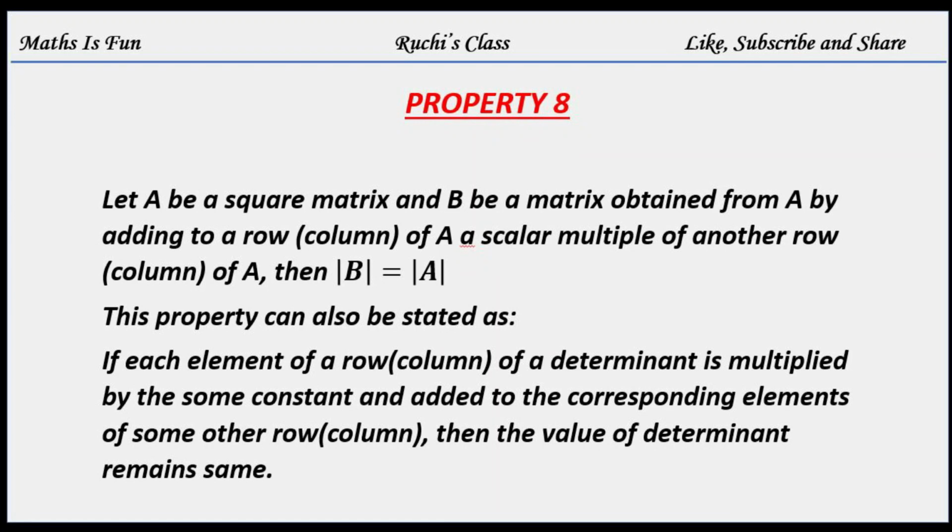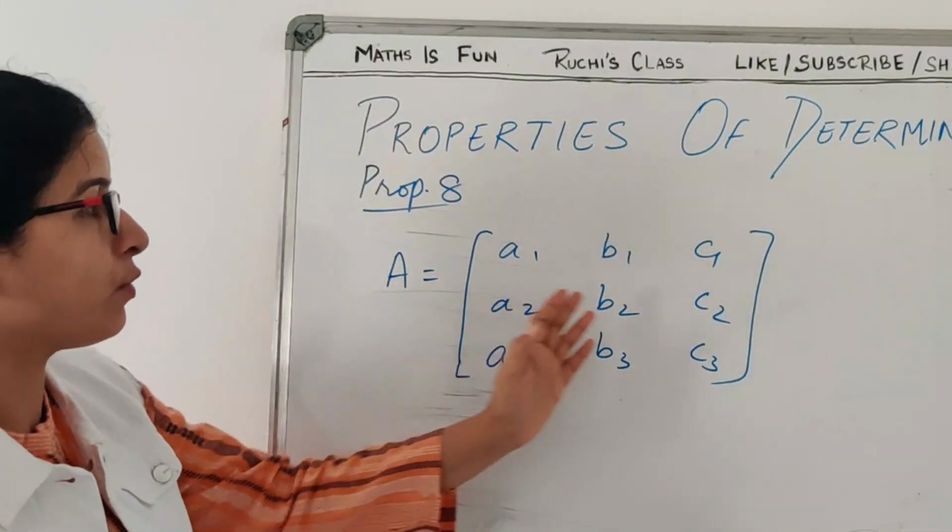Property 8. Let A be a square matrix and B be a matrix obtained by adding to a row or column of A a scalar multiple of another row of A, then determinant of B is equal to determinant of A. So this property is conventionally stated as: if each element of a row or column of a determinant is multiplied by some constant and then added to the corresponding element of some other row or column, then the value of the determinant remains the same.